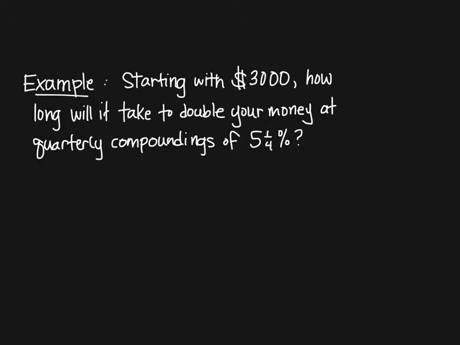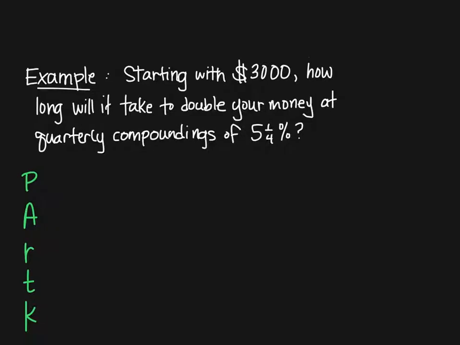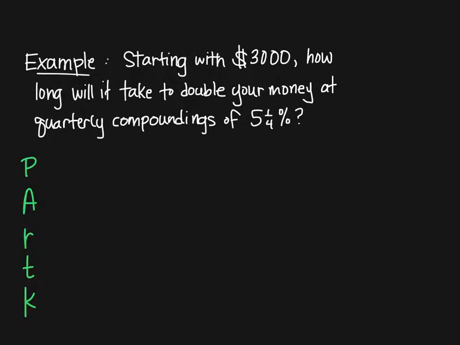Starting with $3,000, how long will it take? So sometimes I find it helpful to make a list on the side of all my variables and assign the values to each of them. That just helps me to get started. If I were to do that, what would the P value be?